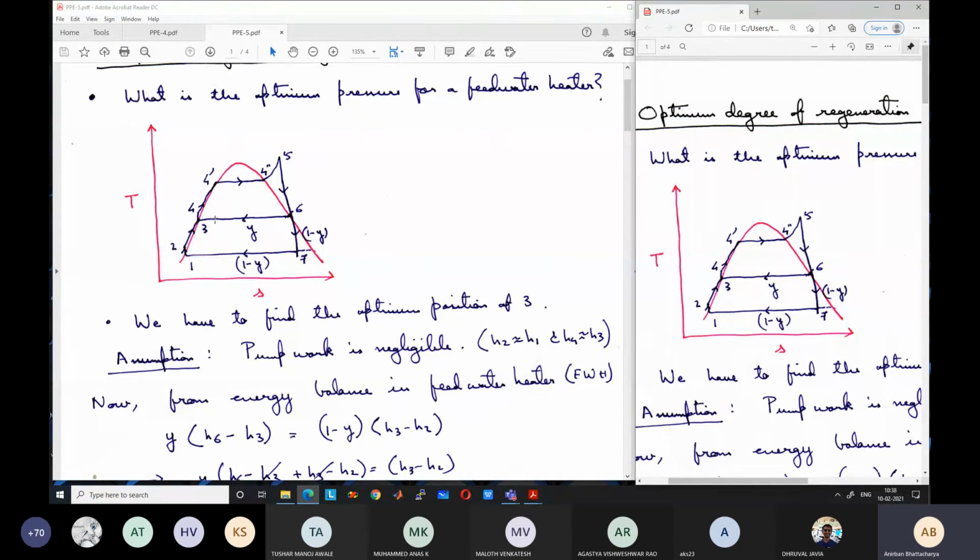Okay, so we will start with certain assumptions. The first assumption is very reasonable: pump work is negligible. So H2 is equal to H1 and H4 is equal to H3. Okay, pump work is negligible.